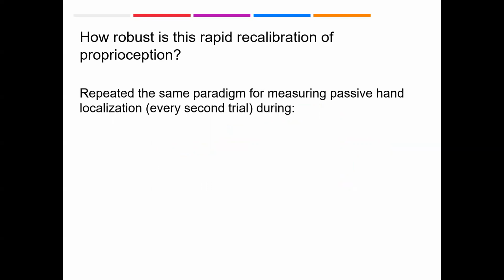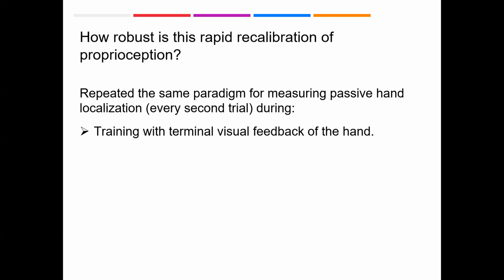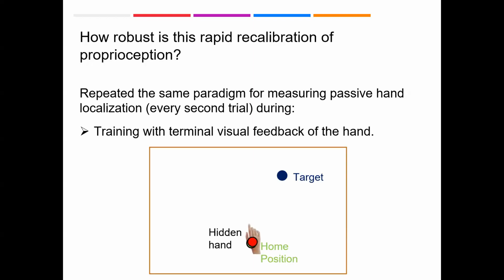So we repeated the same paradigm for measuring passive hand localization, again every second trial. But this time we changed the training paradigm so that people only got feedback of their hand. They only saw the cursor at the end of the movement. It's sometimes called terminal feedback or endpoint feedback, or sometimes knowledge of results. So instead of having the cursor move with the hidden hand, in this case, when they move their hand out, the cursor only pops in at the end when the reaching movement is complete. Again, every second trial, we're measuring their estimate of hand position.